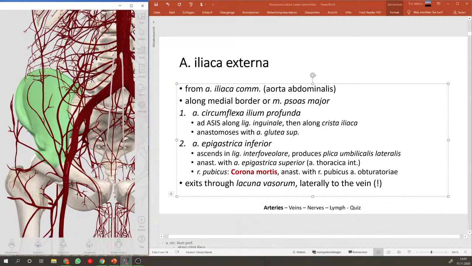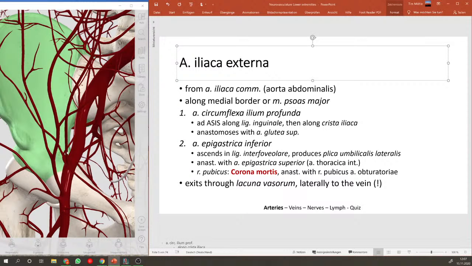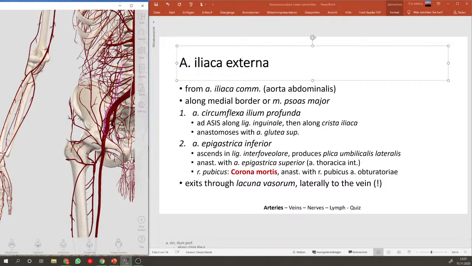All right. Now, the second artery is arteria epigastrica inferior, the inferior epigastric artery, which leaves at approximately the same height. So it will be this one here. However, it will ascend directly in ligamentum interfoveolare. You will also learn about that later. For now, it's just important that you know that it will form an anastomosis with arteria epigastrica superior, which is a terminal branch of the internal thoracic artery, which should already be familiar to you, because it's one of the branches of the subclavian artery.